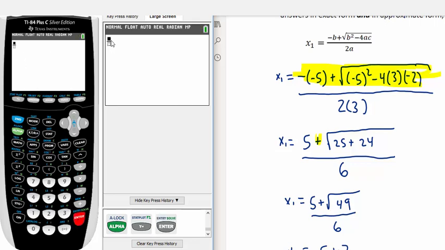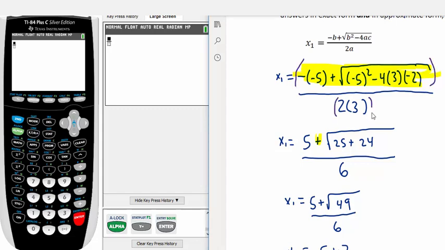This puts something on the screen that allows me to type in the numerator and the denominator without having to put parentheses. This will eliminate the need of putting those parentheses all around my numerator and all around my denominator, as I did in the last way I typed in the calculator.